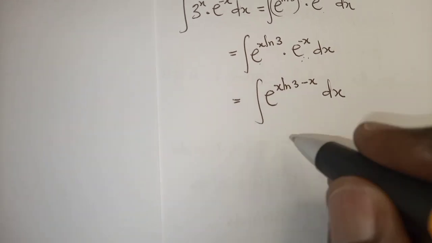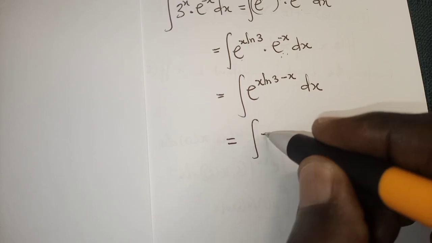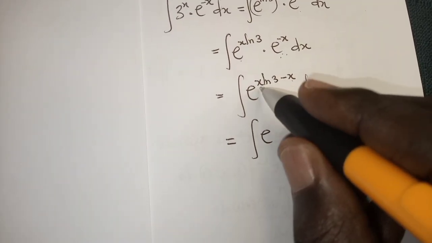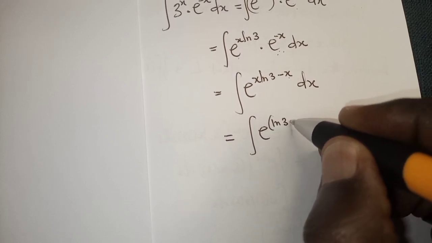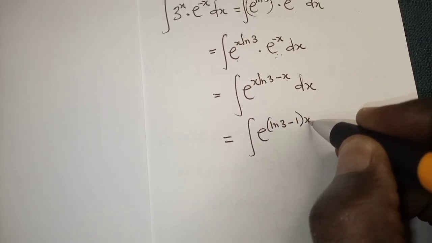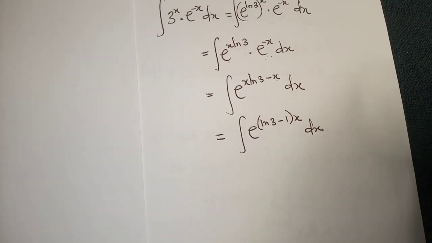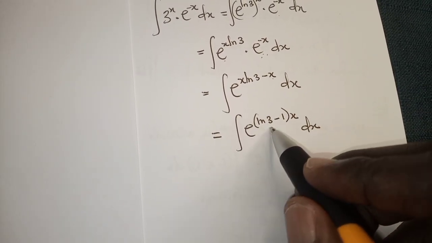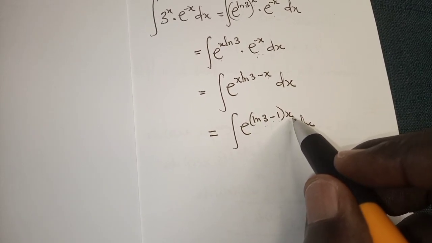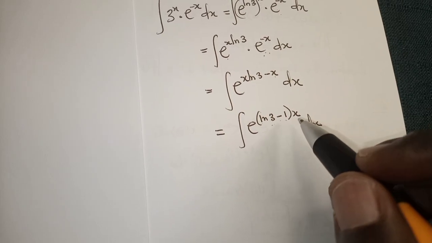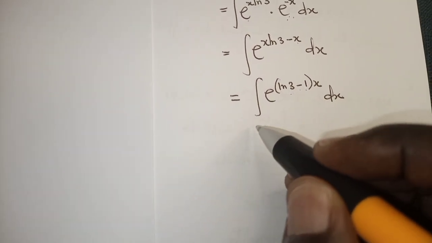Okay, so this will be equal to the integral of e, and we can factor out the x. So we have ln 3 minus 1, bracket close, x, dx. Then we can solve this now. So the ln 3 minus 1 becomes the coefficient of what? X. So this is now similar to this expression.